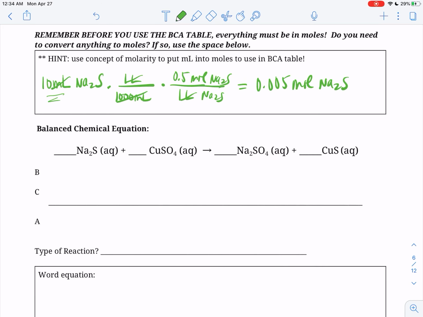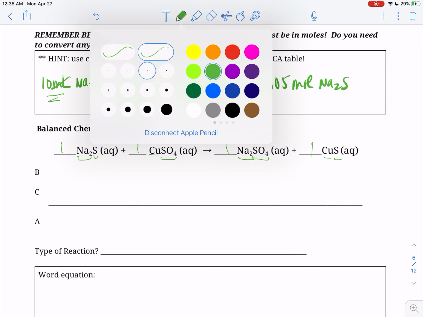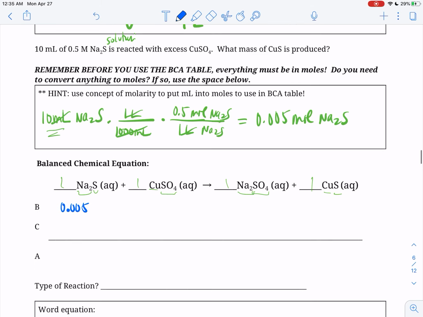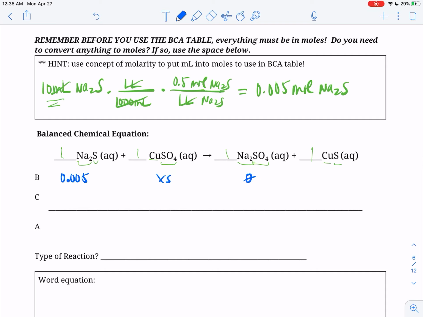Okay, let's go ahead and balance this. Since I see a polyatomic here, I'm going to try to keep that together. So I have 1 SO4 on both sides, 2 Nas, 2 Nas, 1 S, 1 S, 1 copper, 1 copper. So 1, 1, 1, 1. Couldn't be any easier. My given is going to be 0.005 moles of Na2S, and excess CuSO4, so who cares. The products start with nothing. I'm going to take away 0.005 moles of the Na2S to leave me with nothing. And remember, that's going to become my basis for everything else.